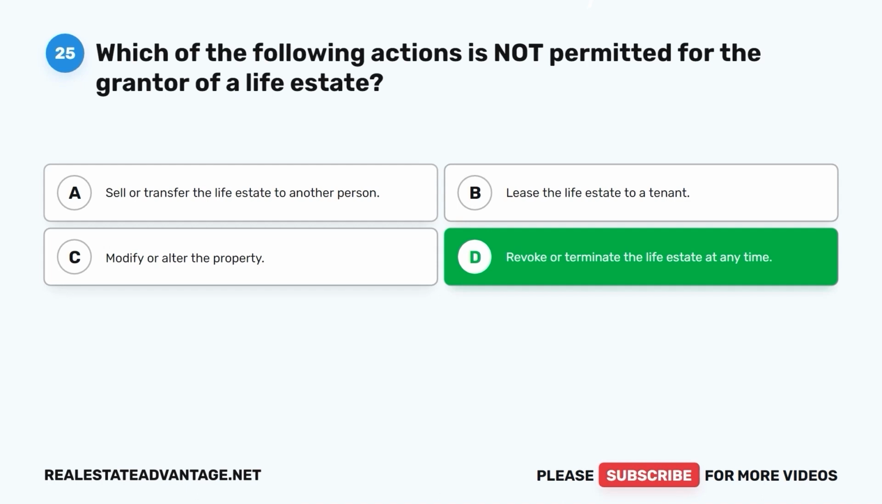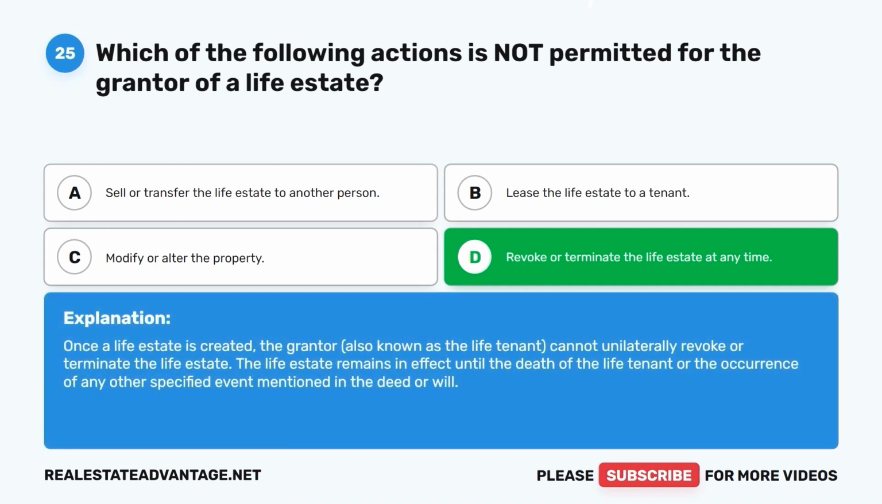Revoke or terminate the life estate at any time. Once a life estate is created, the grantor, also known as the life tenant, cannot unilaterally revoke or terminate the life estate. The life estate remains in effect until the death of the life tenant or the occurrence of any other specified event mentioned in the deed or will.